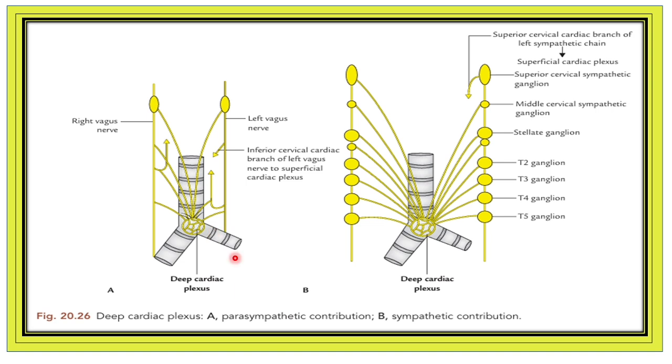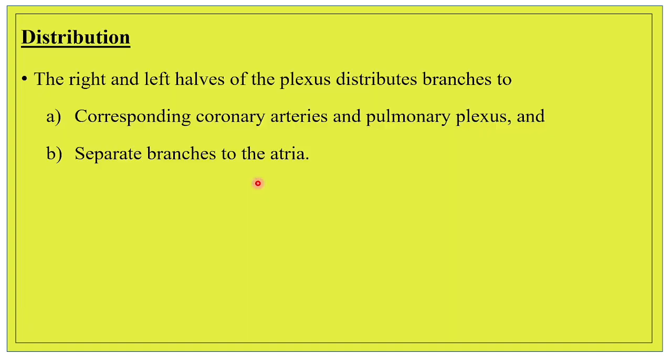So this is the representation of the parasympathetic and sympathetic contributions to your deep cardiac plexus, except the superior cervical cardiac branch of the left cervical sympathetic trunk and the inferior cervical cardiac branch of the left vagus nerve. These two nerves supply the superficial cardiac plexus, which is formed by them. Coming to the distribution, the right and left halves of the deep plexus contribute branches to the corresponding coronary arteries and pulmonary plexus, and separate branches to the atria.